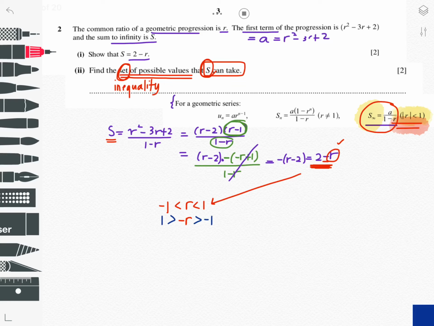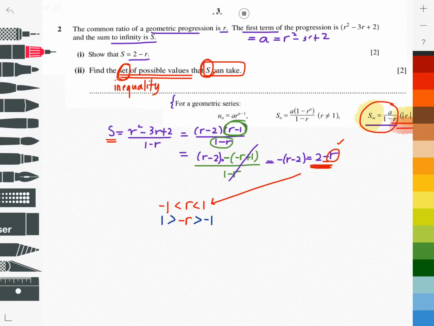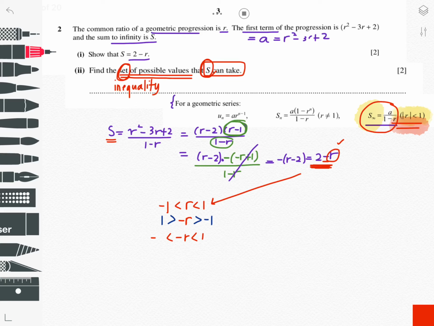So let's rewrite this in a way we are very familiar with. I'm going to write R is between negative 1 and 1 now. So far it looks good, simple. Then I see the S also has a 2 here. After the R being multiplied with the minus, I'm adding a 2 in order to get 2 minus R. So I will do the same thing here: I'm going to add 2 to everything. I'm going to add 2 to this, this, and this.